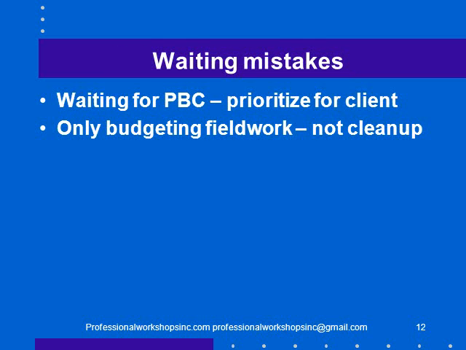Waiting mistakes. Waiting for the client to produce lists for us. So perhaps we need to prioritize that list for the client and say, you know, when we arrive, we want these 5 things to be done on Monday, and these things to be done on Tuesday, and these things to be done on Wednesday.